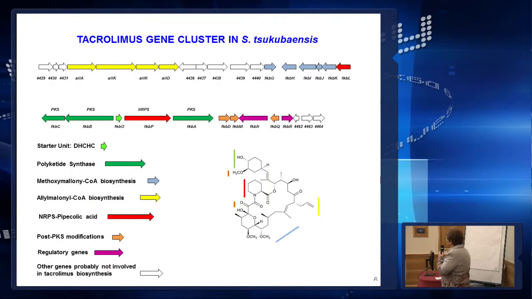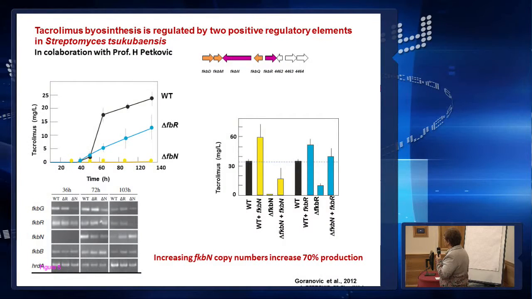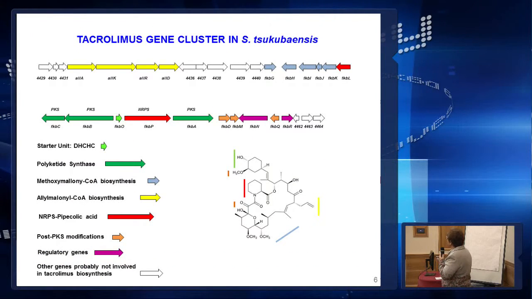This is the tacrolimus gene cluster. As you can see, in different colors, there are different types of structural and regulatory genes. We were at the beginning interested in the regulatory genes. The regulatory genes are 3: FKBR, FKBN, and allR genes. These 3 genes are regulatory genes of different types. This one resulted not important.